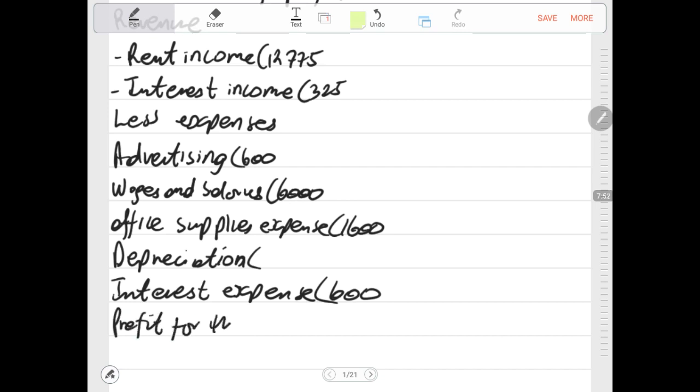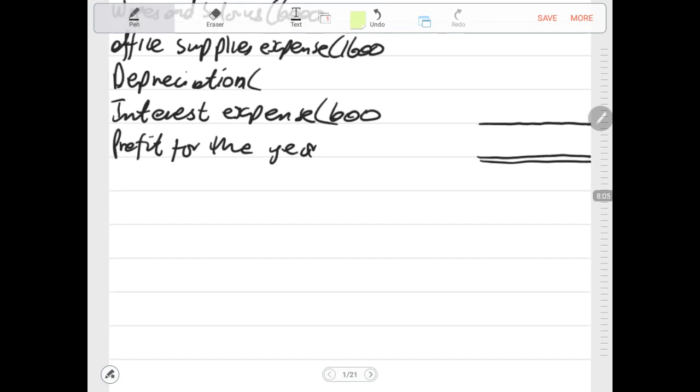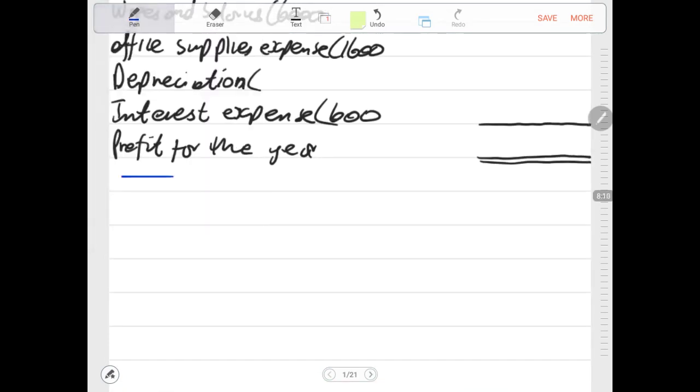Profit for the year. And this will be our profit for the year that will be recorded in the statement of changes in equity. Then I have done this, then I can do my statement of changes in equity now.